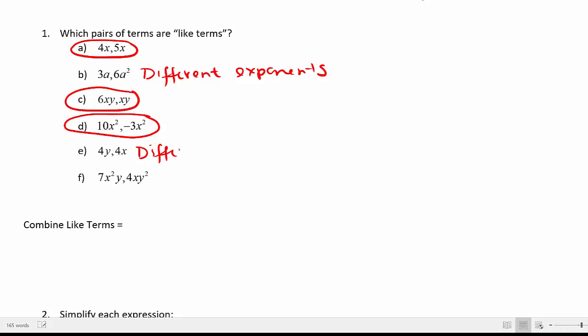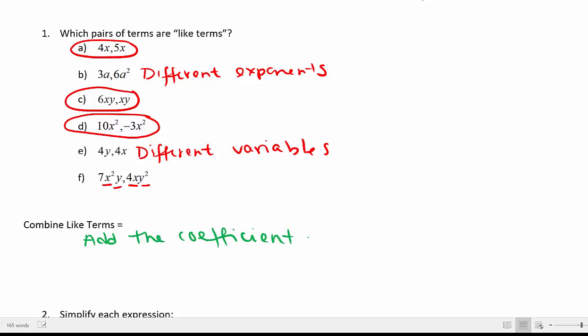Part E, those are not like terms because they have different letters or different variables. And this last one in part F, these are actually not like terms as well because notice that one of them has an x squared, the other has just an x to the 1, and then the other one has a y versus a y squared. Now, why do we care about like terms? That's because if we want to add or subtract algebraic expressions, we'll be doing something called combining like terms.